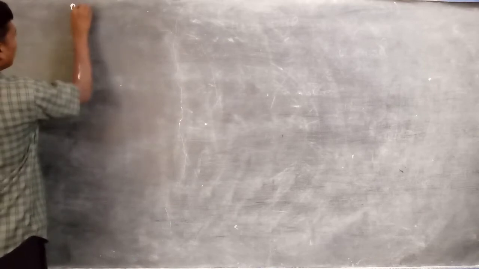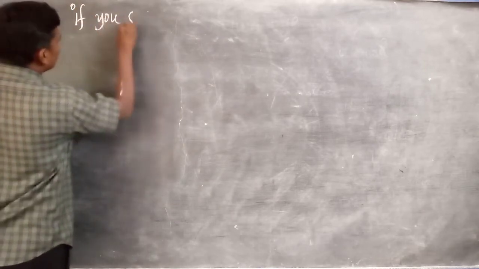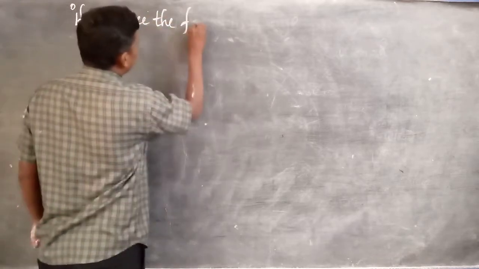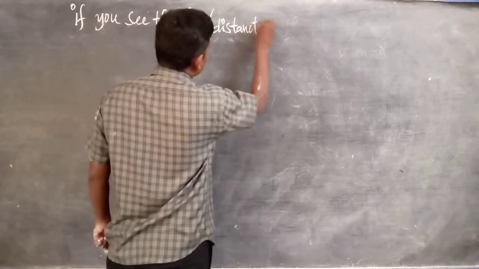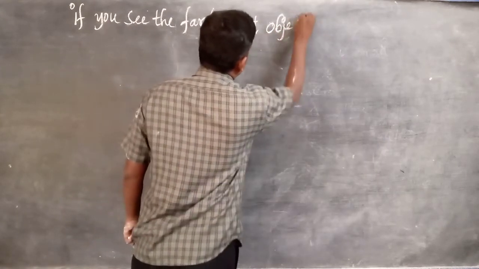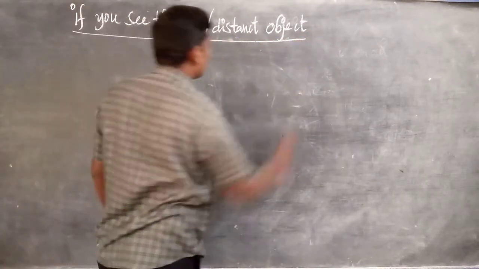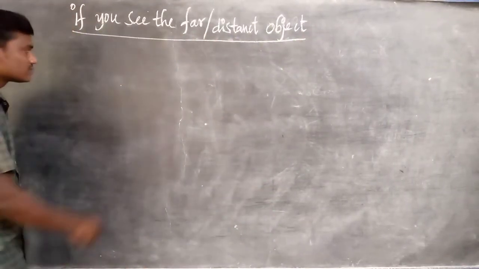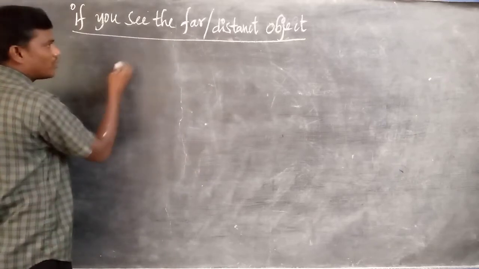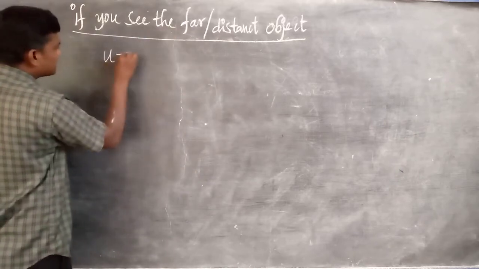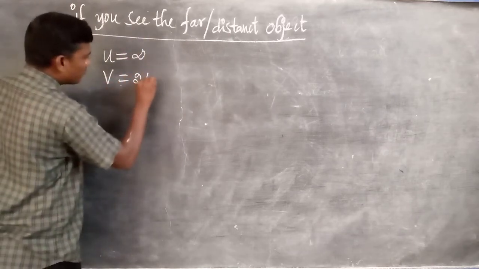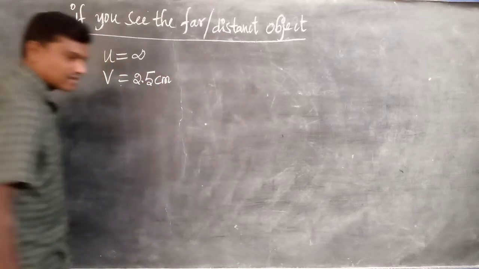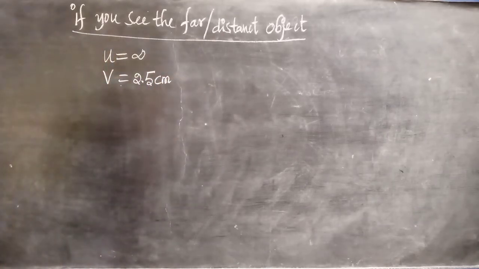If you see a far or distant object, at that time we know that a distant object means object distance u is equal to infinity, and v is equal to 2.5 centimeter. I say very clearly, the image distance does not change.